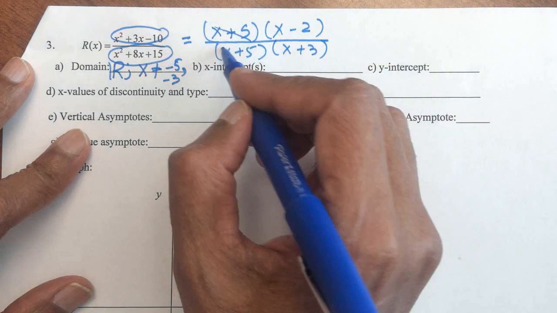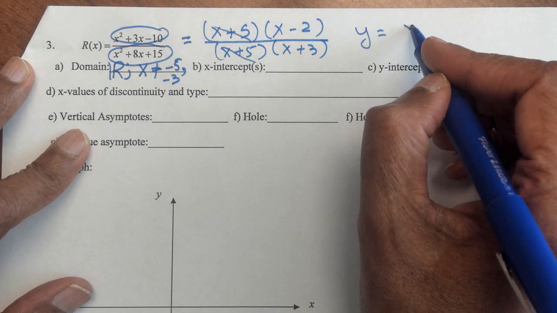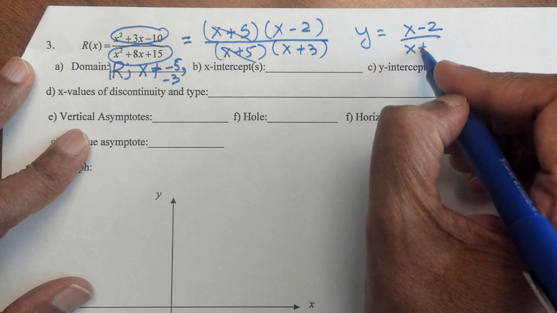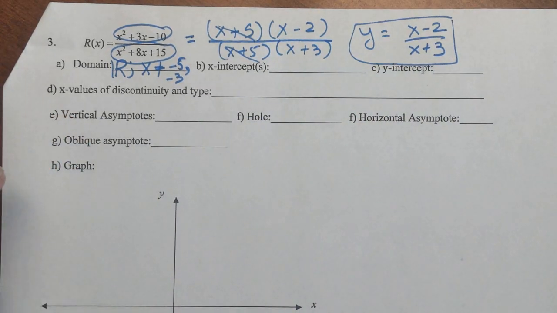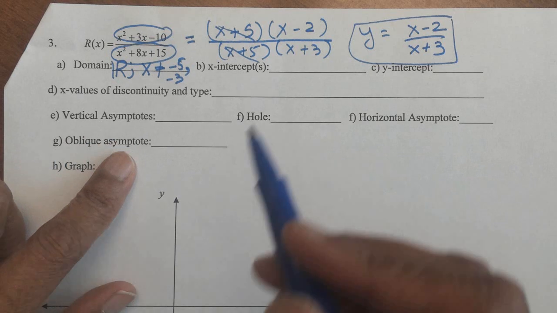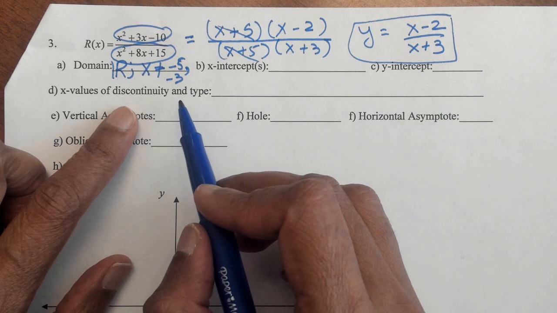Now I can cancel this out and I am simplified to, my equation is either r of x or y, doesn't matter, x minus 2 over x plus 3. This is my simplified equation after I cancel out the common factors. Let's come back to x-intercept and y-intercept later. Let's just start with the values of discontinuity.